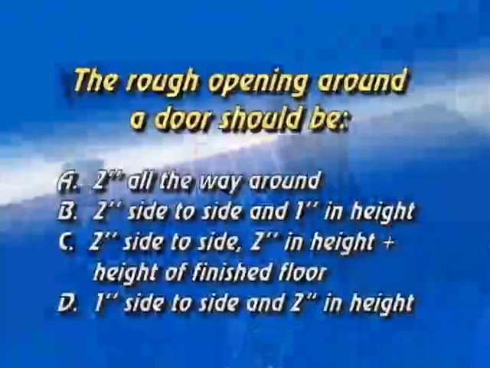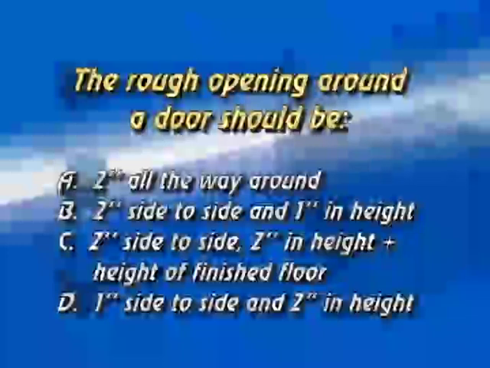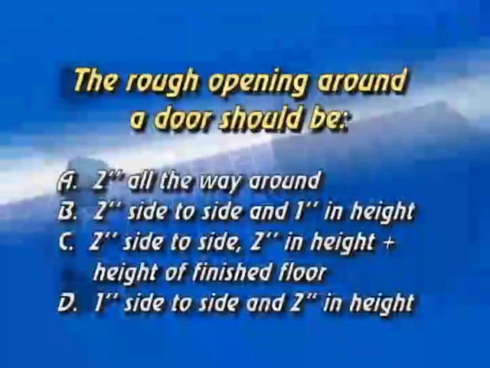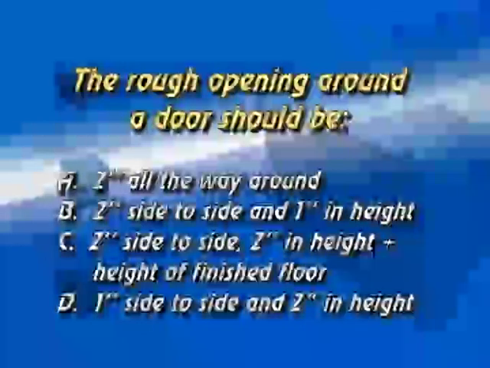Number 56. The rough opening around a door should be C, 2 inches side to side, 2 inches in height, plus the height of the finished floor. So if you're installing a 36-inch by 80-inch door, then your rough opening would be 36 plus 2, 38 in the width. And then 80 inches plus 2 would bring it up to 82 inches. And if you were laying down a 1-inch thick floor, then you'd add another inch, and that would bring it up to 83 inches for your rough opening.